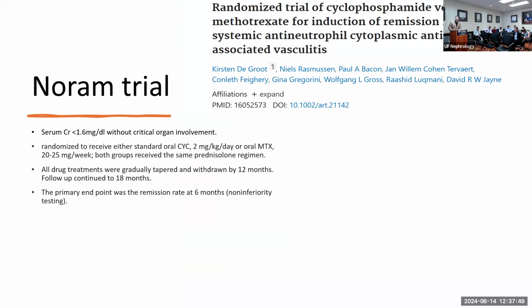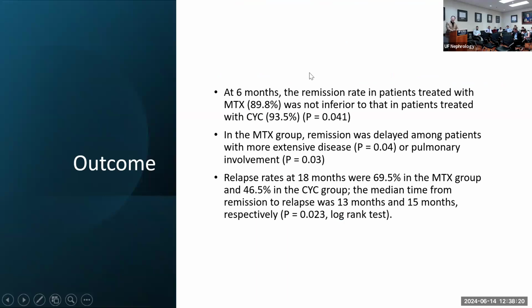This is the trial that they did in limited organ or mild vasculitis, with serum creatinine less than 1.6, because the standard induction medication was cyclophosphamide, but they wanted to replace it with some other medication. That's what they tried with methotrexate. The primary endpoint was the remission rate at 6 months. At 6 months, the remission rate was comparable, almost 90% to 93.5%. In the methotrexate group, the remission was delayed in patients with extensive disease and pulmonary involvement. Relapse rates at 18 months were higher in the methotrexate group at 69%, versus cyclophosphamide at 46.5%.